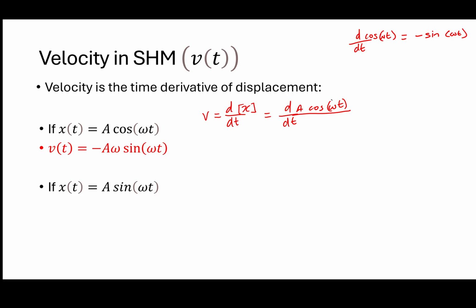d over dt cosine of omega t is now equal to the derivative with respect to the function here of cosine omega t times d over dt of omega t. So what we have to realize is that because we have a cosine omega t, we have to differentiate the cosine omega t and then differentiate again what is in the bracket of the cosine. Right? So we end up with something like that.